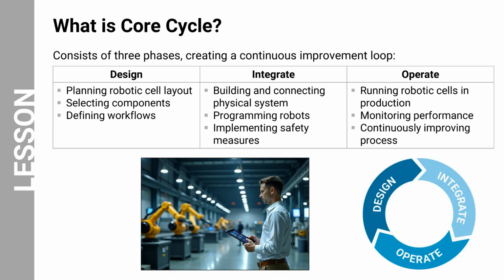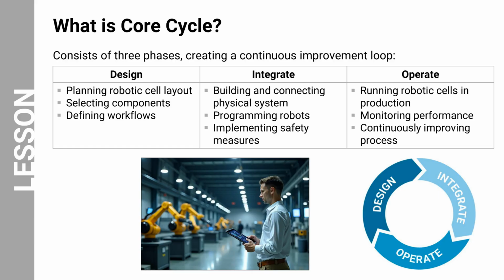In lean robotics, the core cycle refers to the iterative process used to systematically deploy and optimize robotic automation in manufacturing environments. The cycle consists of three interconnected phases that create a continuous improvement loop. The design phase begins with planning the robotic cell layout. Engineers select appropriate components based on application requirements. Teams define clear workflows that optimize production efficiency. All decisions are made with consideration for future scalability.